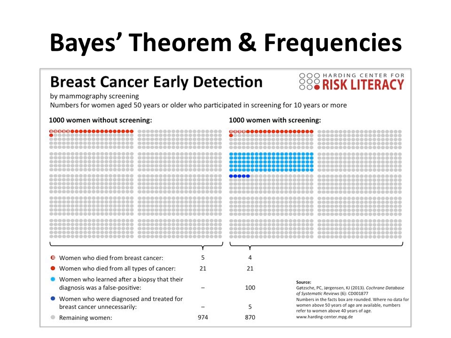But now look at the blue dots. There's this sort of lighter blue. These are women who learned after a biopsy that their diagnosis was a false positive. That's 100 bright blue dots. One tenth of the women on the right who participated in screening were falsely given a reason to panic. They did not, in fact, have breast cancer. 100 out of 1,000 women were told, you have tested positive for breast cancer.